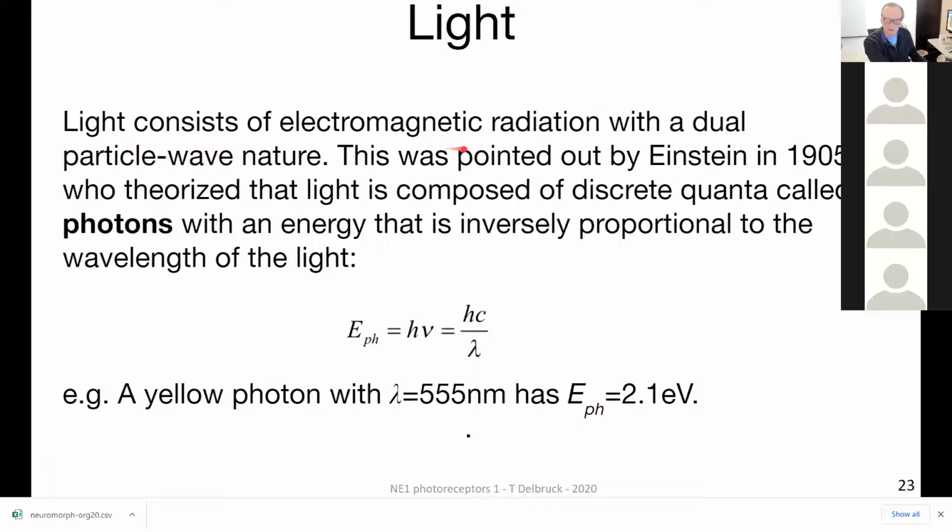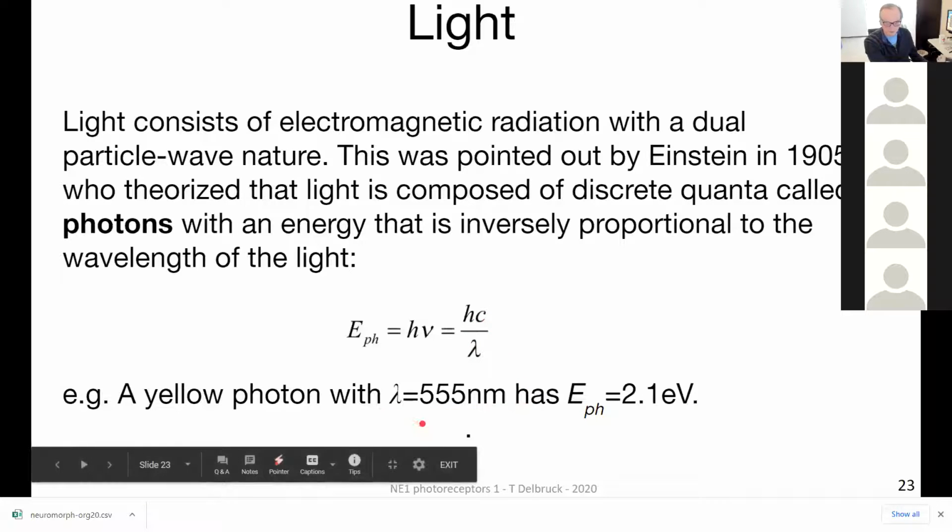I guess you all know that light consists of EM radiation, and that the energy of a photon is Planck's constant times the frequency, or hc over lambda, where c is the speed of light. And the important thing that you should remember after this class is that a wavelength of 555 nanometers has a photon energy of about 2.1 electron volts.